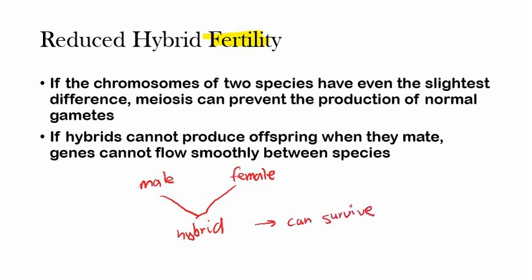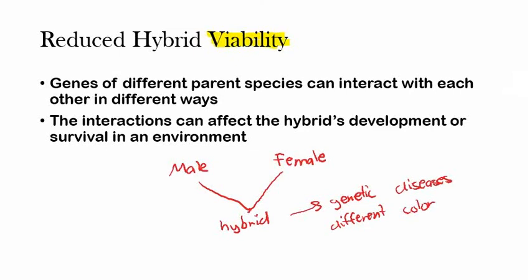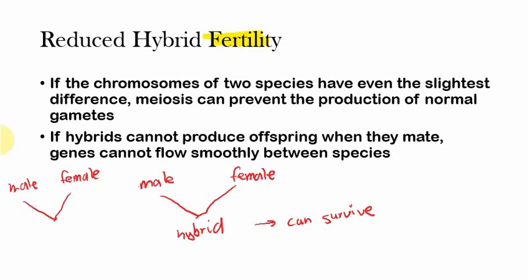However, let's say there's another scenario where you have the same thing, another male of the same species and another female of a different species come together. And I just want to emphasize that these males and females are not from the same species. They're from different species. Same thing in this scenario: one male from one species and a female from another species. So this male and female come together and they create another hybrid. Now this hybrid can also survive.